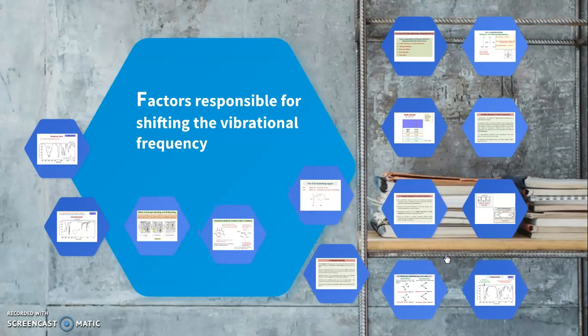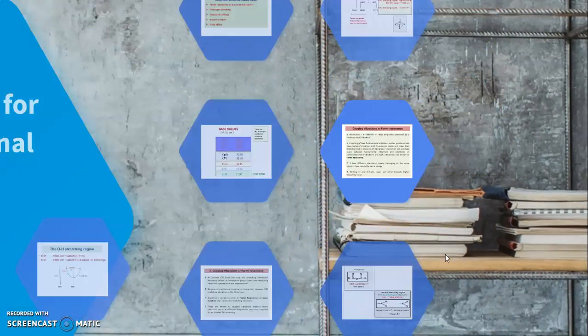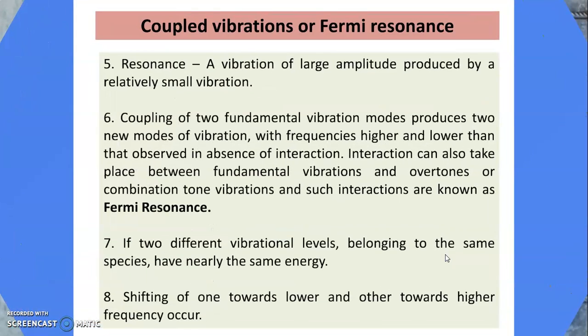Now the next example is methyl bending vibration. Similarly, asymmetric and symmetric vibrations also take place in CH3 in bending vibrations. So there will be two peaks which overlap with each other, showing only one peak at near about 1400 to 1450 centimeter inverse. Now similarly, this coupled vibration is also called Fermi resonance.